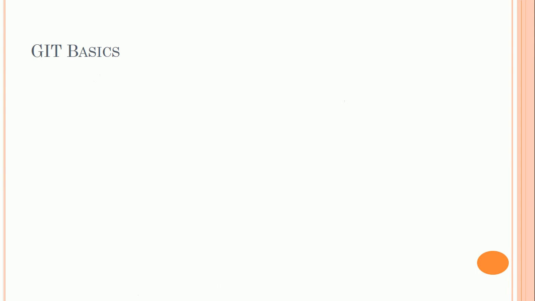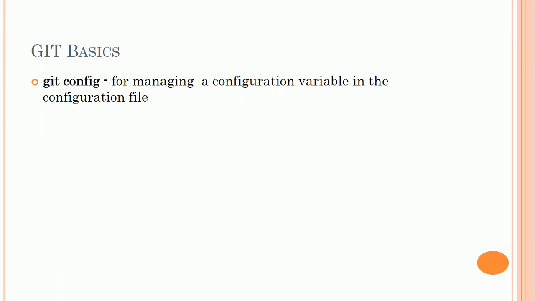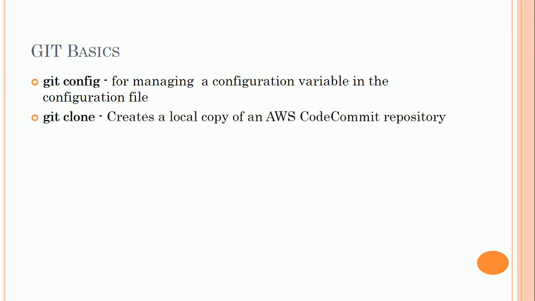Now let's see some basic Git commands which we are going to use in this course frequently. Git config. Git config is used for managing a configuration variable and the configuration file. So whatever configuration we set, it will be stored in a .git config file. The second command is git clone. Git clone is used to create a local copy of an AWS Code Commit repository. So it will create a clone of the AWS Code Commit repository.